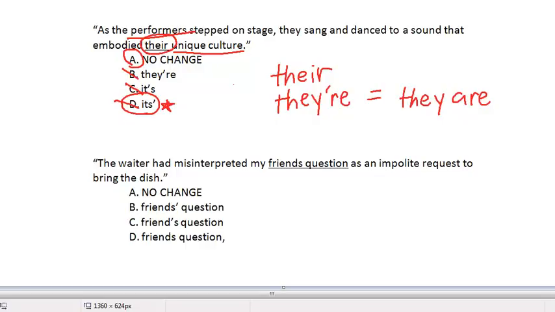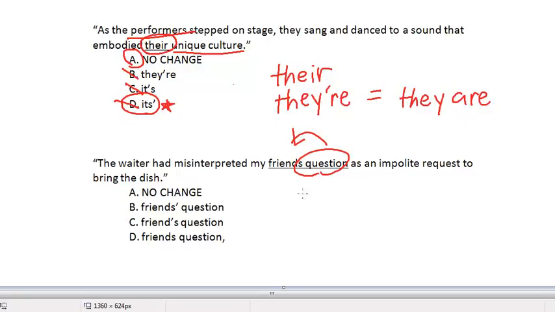Another tip that you should remember for answering questions with apostrophes is that sometimes you need to determine whether the noun is meant to be plural or singular. So this is when we're talking about possessives. So in this question we have, the waiter had misinterpreted my friend's question as an impolite request to bring the dish. So right away when we're reading it, we can tell that the question belongs to the friend, right? Which means that we need a possessive.